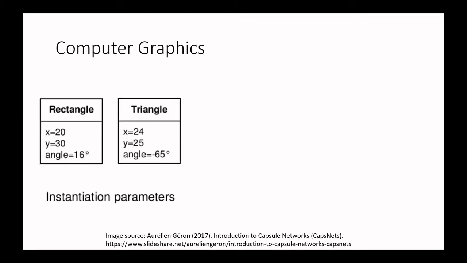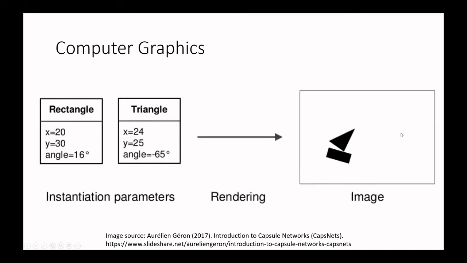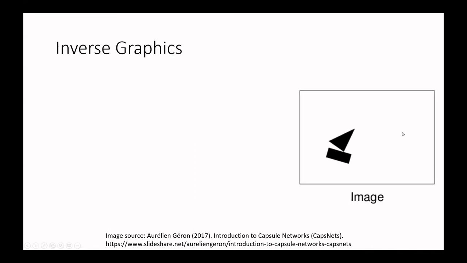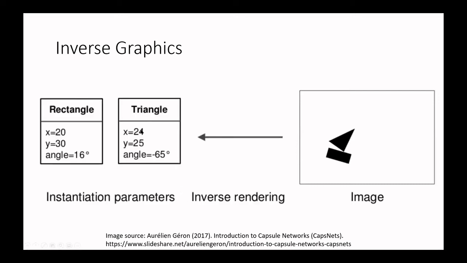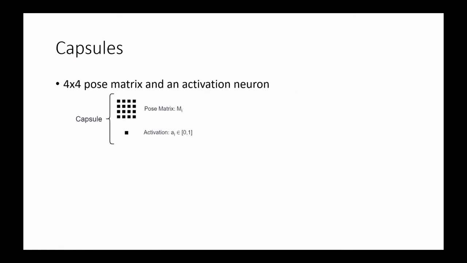As you know, in computer graphics, you must have taken a course, let's say we want to render a rectangle at this location and this angle, and a triangle at this location and this angle. We can do that rendering and we get an image like that. Now that's computer graphics. Inverse graphics is where we are given an image and we want to invert that. We want to come up with the fact that there's a triangle with this location and this orientation, and a rectangle with this location and this orientation. That was the inspiration for Hinton to do that for images.